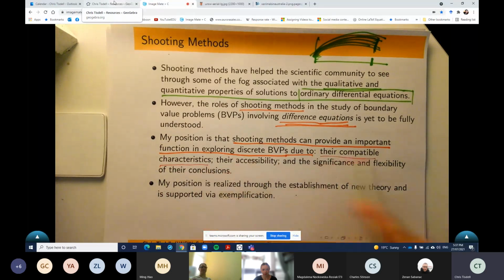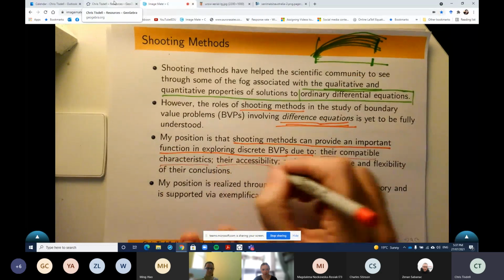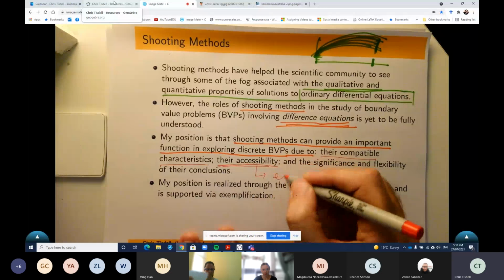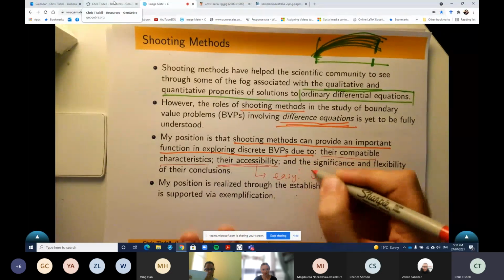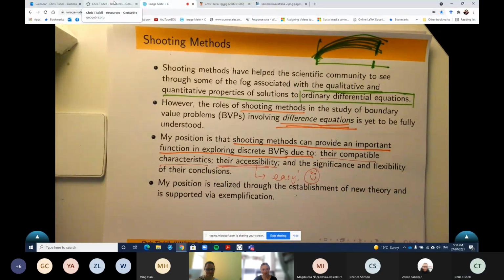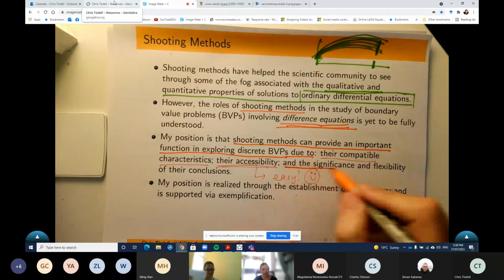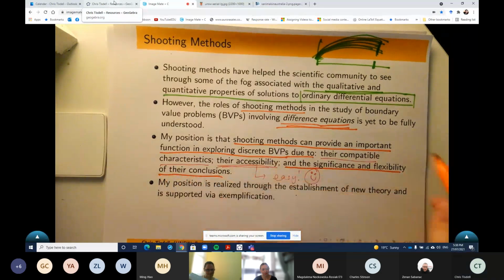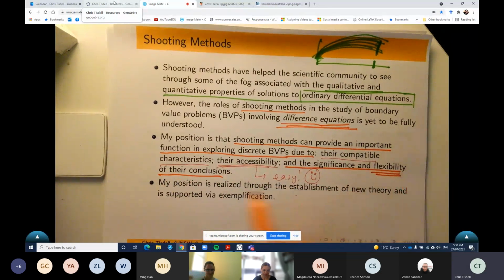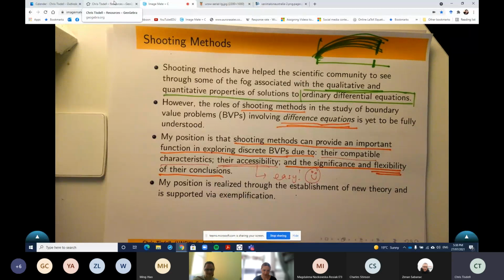So the technique is compatible with the problems. Secondly, it's easy to do. The mathematics is not hard. So I mean, even an undergraduate student or maybe a really good high school student could do this, in my opinion. And also you can get a number of different conclusions by using shooting methods.